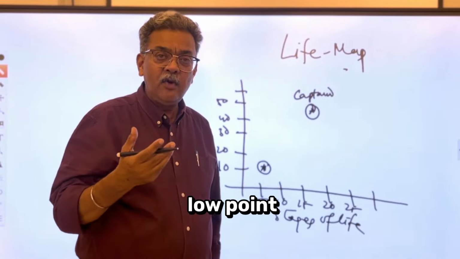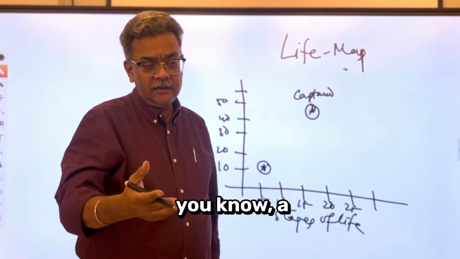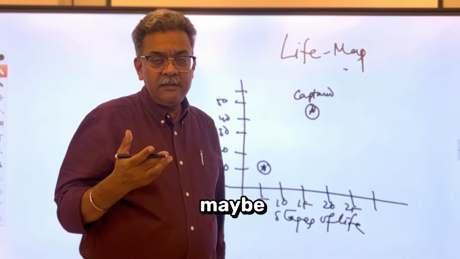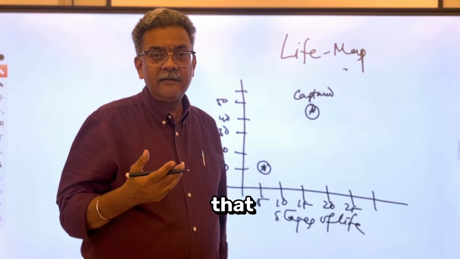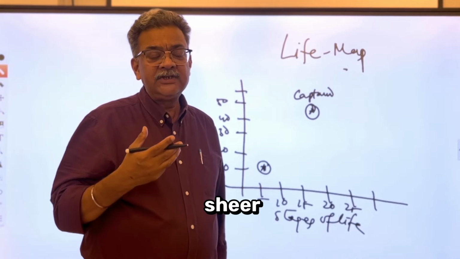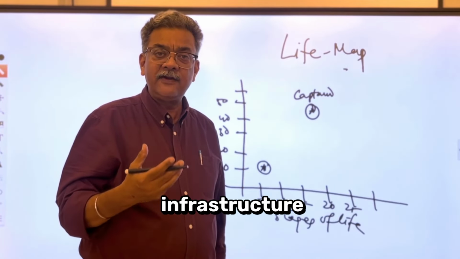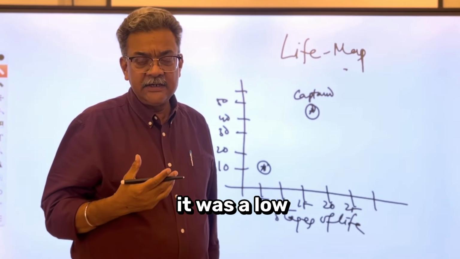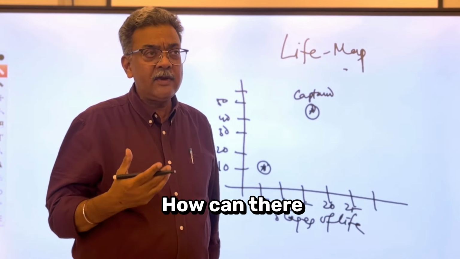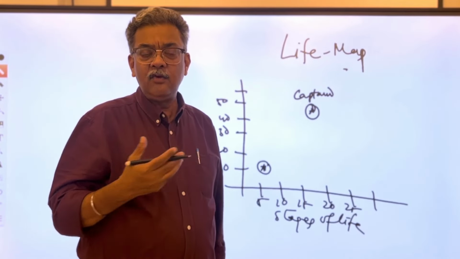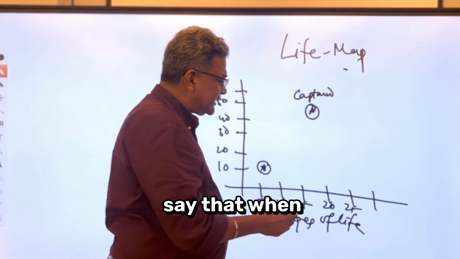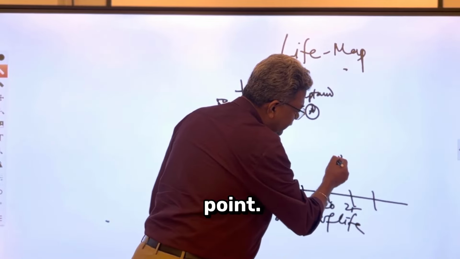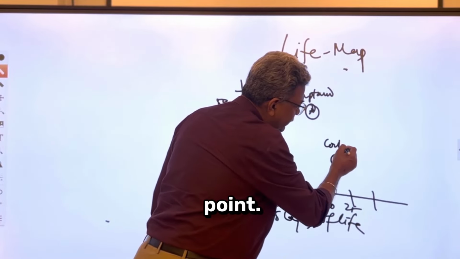Another example of a low point could be, a couple of years back when we had COVID, maybe if you feel that the sheer lack of medical infrastructure in our country made you depressed. It was a low point for you. How can there be a country where there is no medical infrastructure? So you can say that when you were around 21, 22 years old, it was a low point. COVID was a low point.